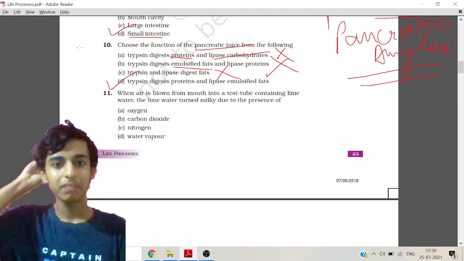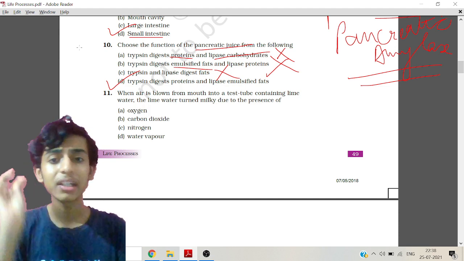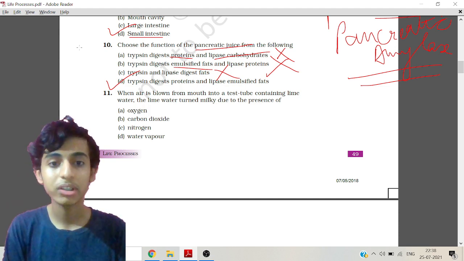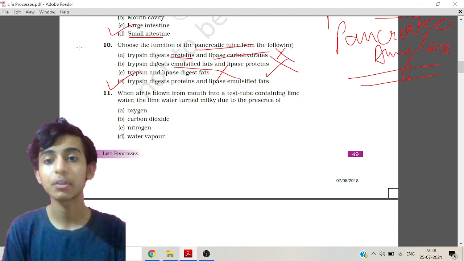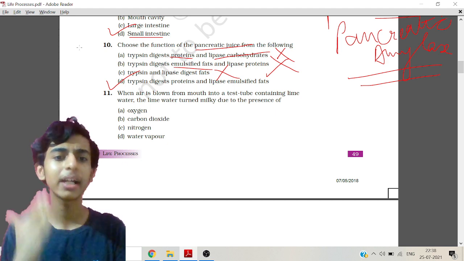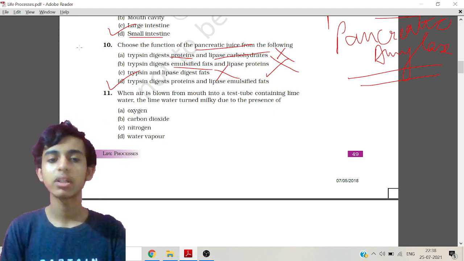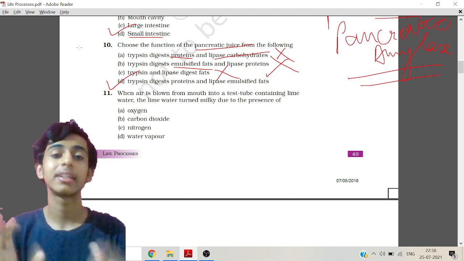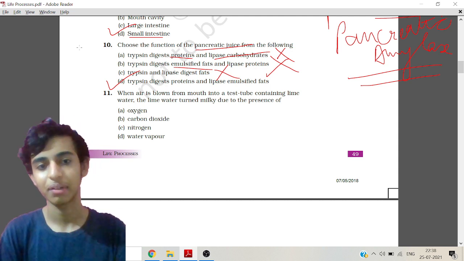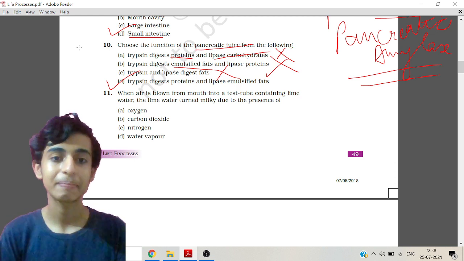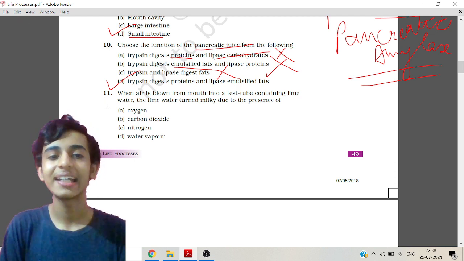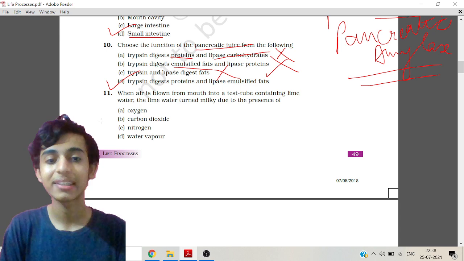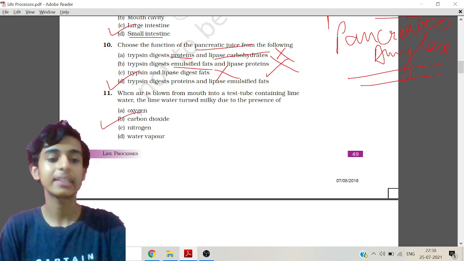Okay, 11th question. When air is blown from the mouth into a test tube containing lime water, the lime water turns milky due to the presence of oxygen, carbon dioxide, nitrogen, or water vapor. Easy question. In your chemistry, you must have read this. I know, combination reaction. See, I've given you a very big hint. Okay, I think I'm getting most of the answers. It is carbon dioxide gas.